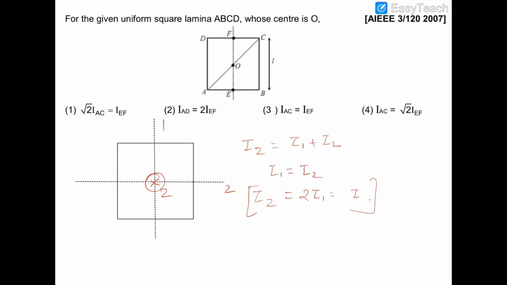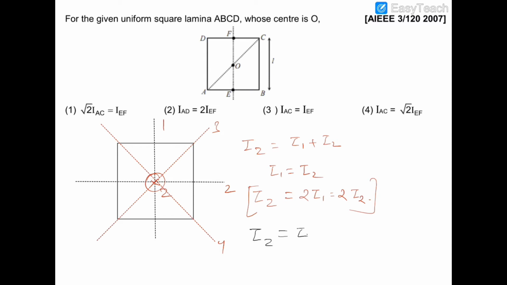Okay, now let us also find out the other two axes which are also perpendicular to each other. So you can see this diagonal axis and this diagonal axis. These two axes are perpendicular to each other. Let us name them as 3 and 4. So these two axes are perpendicular to each other as well as to the z axis, and these axes 3 and 4 are also lying in the plane of this square. So I can also apply the perpendicular axis theorem for 3 and 4.